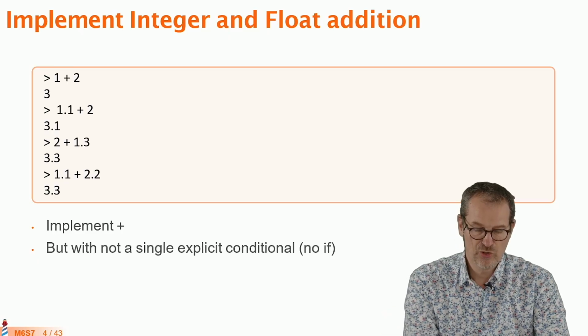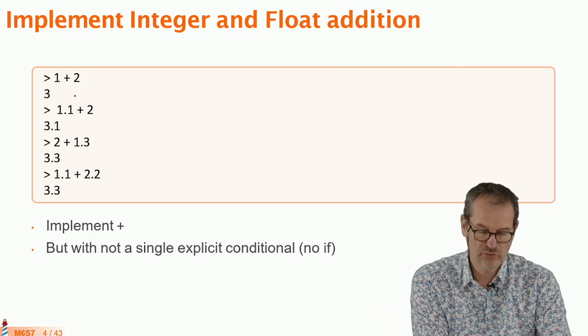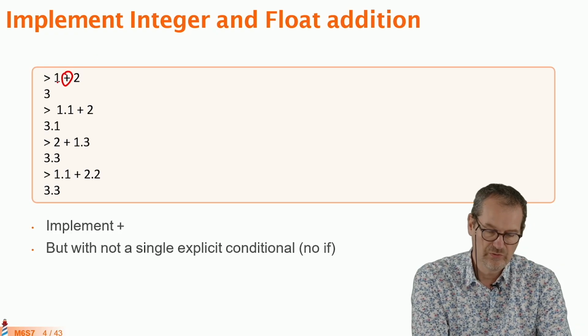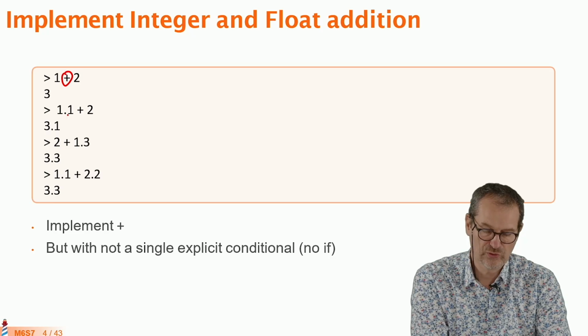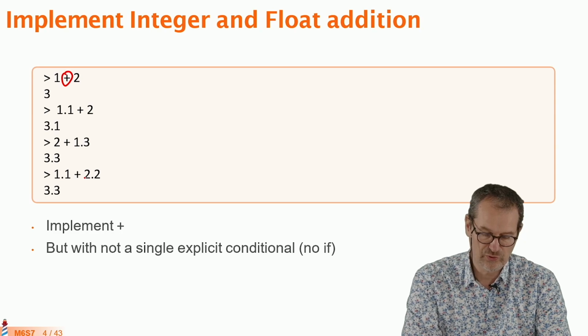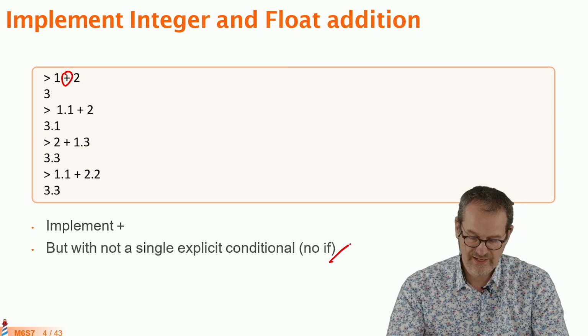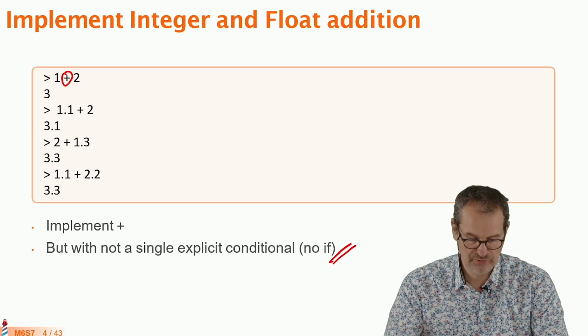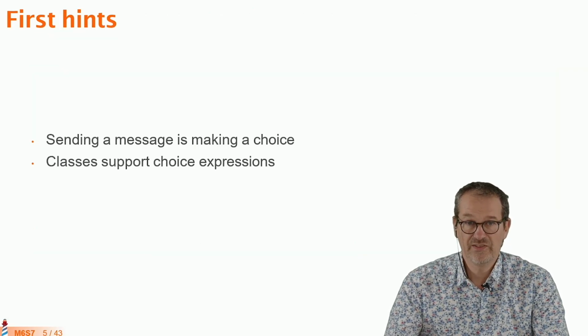So basically, the goal of the first part of the lecture is to support addition with the same plus message, with the number 1 plus 2, the integer 1 plus 2, the float 1 plus 2, adding an integer plus a float and two floats. And the idea is that we will not use any explicit conditionals. So I give first some hints.